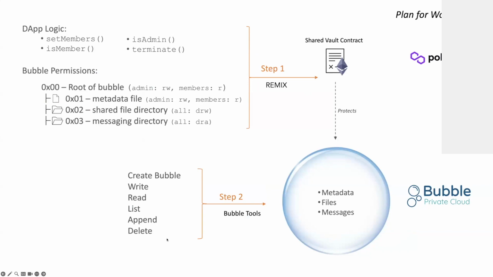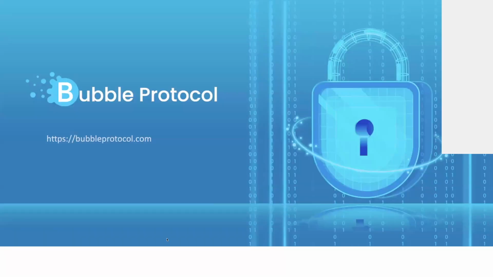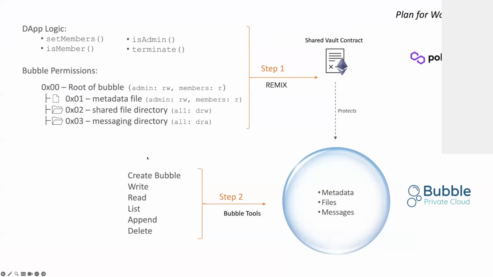Step 2, we will then create our off-chain bubble, and we'll use bubble tools to do that. And we will read and write files, we will list directories, append messages, and finally we'll delete the bubble. So that's the plan for today. Any questions from anyone so far?